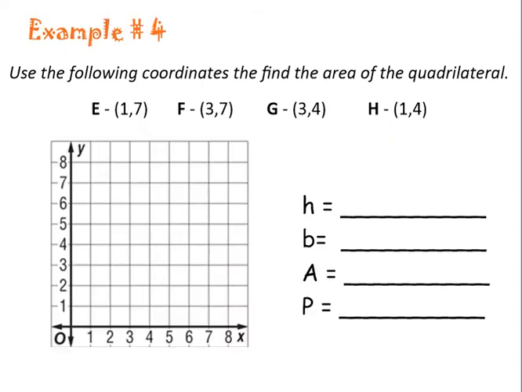All right, example number 4. We're going to go ahead and graph these on a coordinate plane, and then we're going to see the shape that it gives us. So we have 1, 7, so we go over 1, up 7, and we're going to label that E. Then we have 3, 7, over 3, up 7, we're going to label that F. We have 3, 4, over 3, up 4, we're going to label that G, and then 1, 4, over 1, up 4, label that H, and then we're going to go ahead and connect.